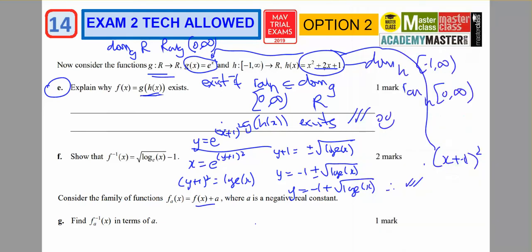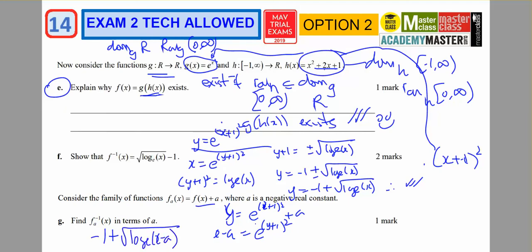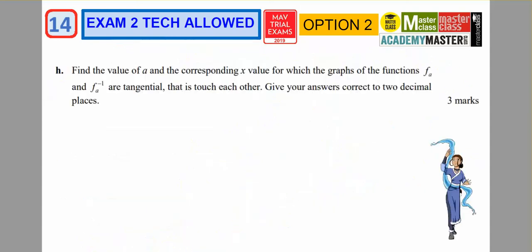Okay, so what's going on? If I have y equals e to the x plus 1 squared plus a, and I swap and make that y and make that x, x minus a equals e to the y plus 1 squared, then the inverse is going to be -1 plus the square root of log base e of x minus a. That's the inverse in terms of a. Find the value of a and a corresponding x value for these graphs to be tangential, that is, they touch each other.